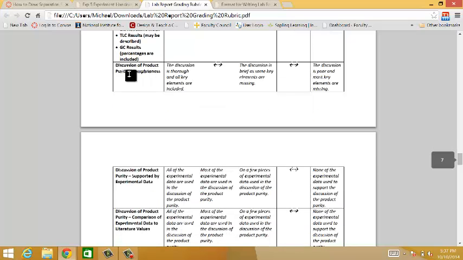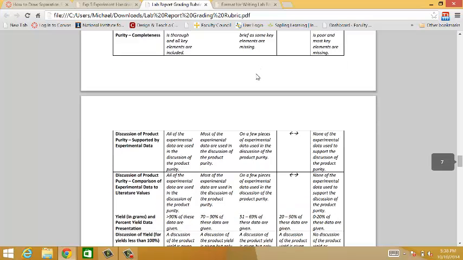Then discussion of the product purity. Is your discussion complete? Does it include all the key elements? What are the key elements I'm talking about? First of all, when it came to purity, did you discuss all the things that you needed to tell me about the purity of your product? Appearance. Discussing the GC results in this case. Those are the key elements. And if you're missing some key elements, that's not good.